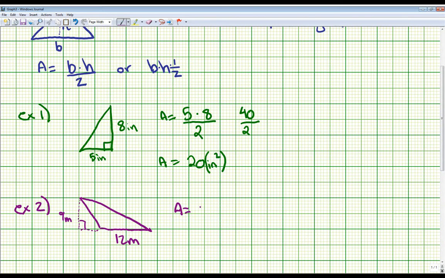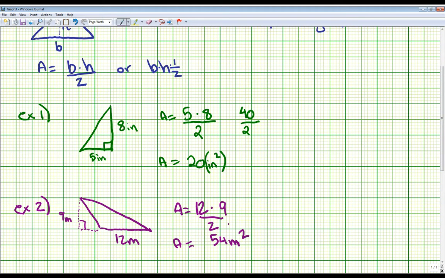So on this one, area is going to be base times height divided by 2. Base here is 12. The height is 9. And then we have to divide by 2. So if we do 12 times 9 on the top, divided by 2, we end up with area equals 54 meters squared.